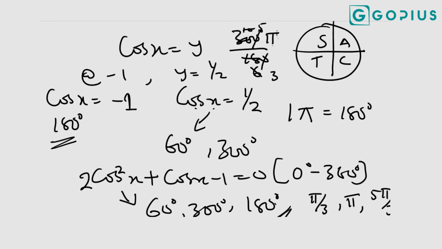So pi over 3, which is for 60 degrees, pi, which is for 180 degrees, and 5 pi over 3, which is for 300 degrees, are the solutions to that particular trigonometric equation: 2 cos square x plus cos x minus 1 equals 0.